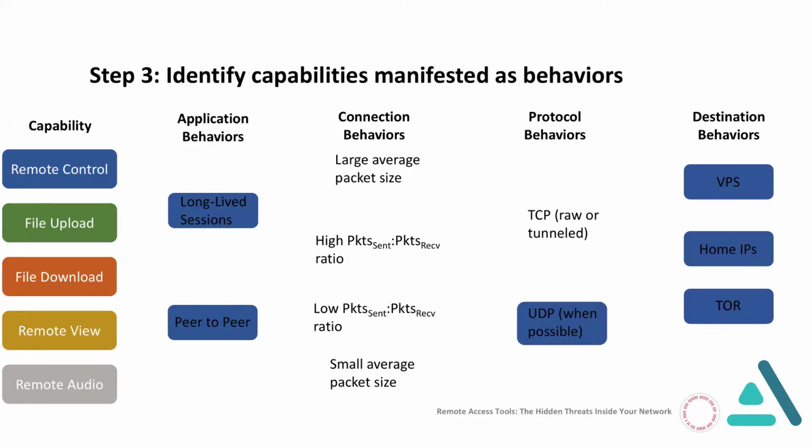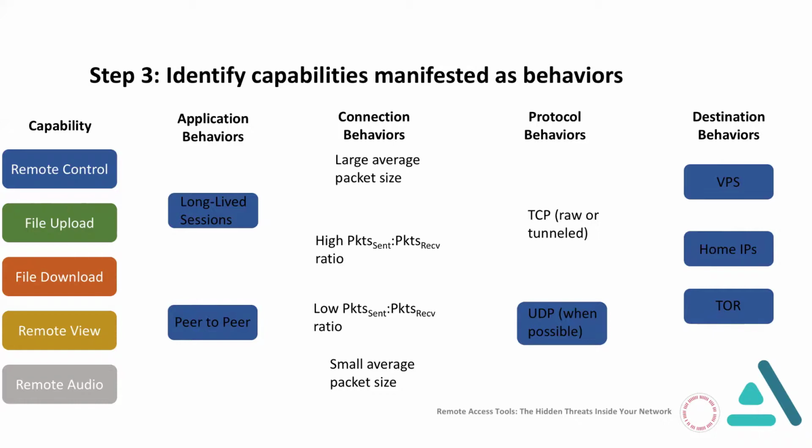So again, remote control is the first thing that we'll look at. And if you think about it, I want to point out the application behaviors column and the destination behaviors column. They will both more or less match all of these things because they are what you would expect for an application, regardless of whatever the thing is. The connection and protocol behaviors are the ones that change the most.